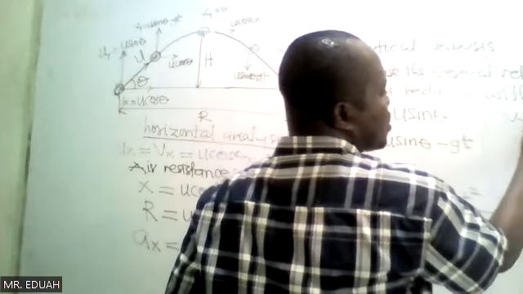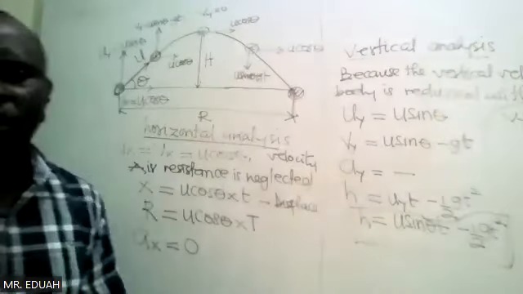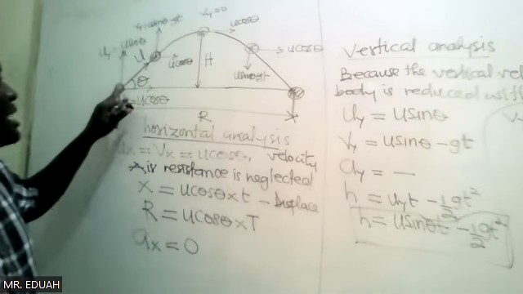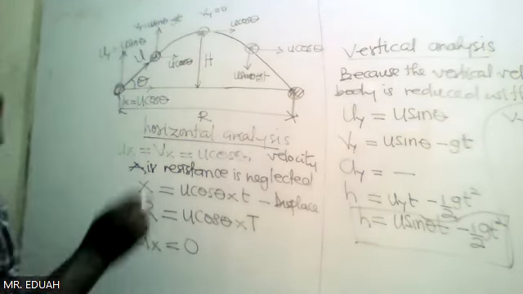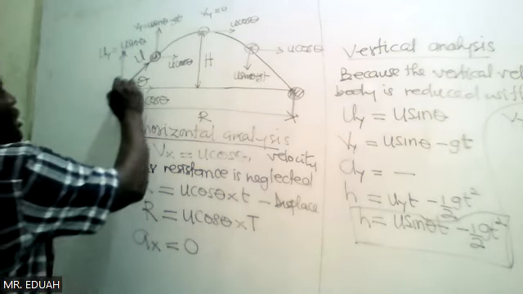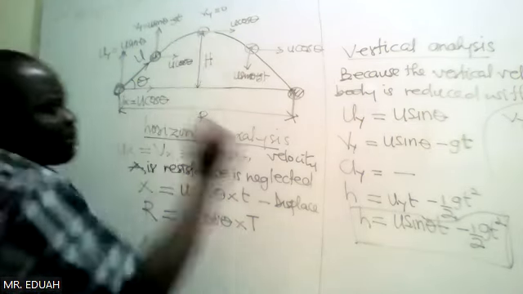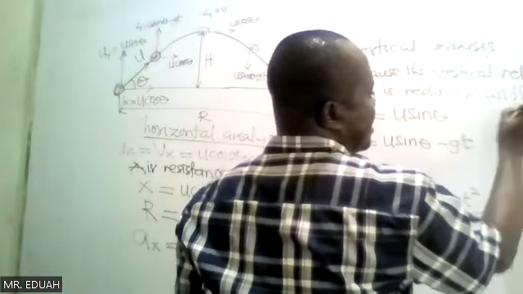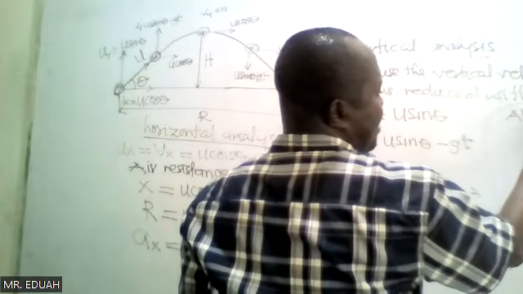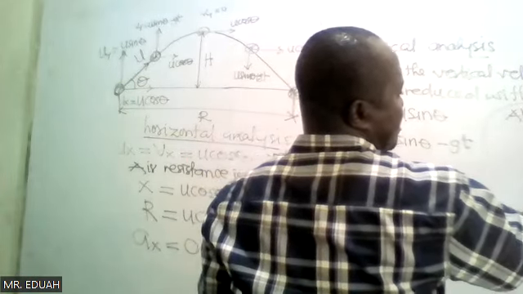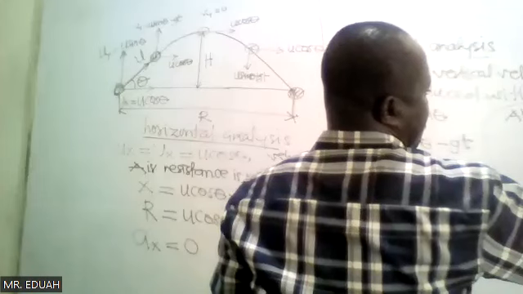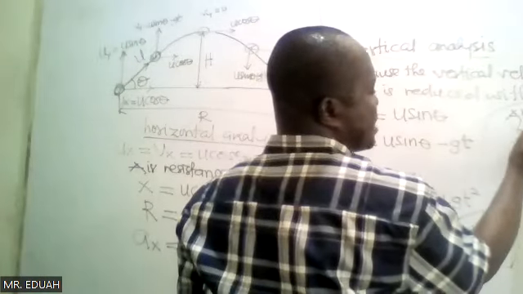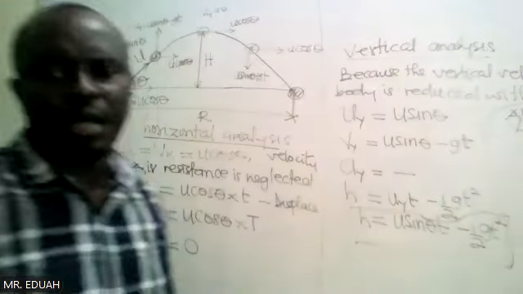So if at the maximum height Vy is equal to 0, then we can obtain a very important formula for the time taken to reach the maximum height. When the body starts from here, the time taken to get to the maximum height. Vy is 0 at the maximum height.